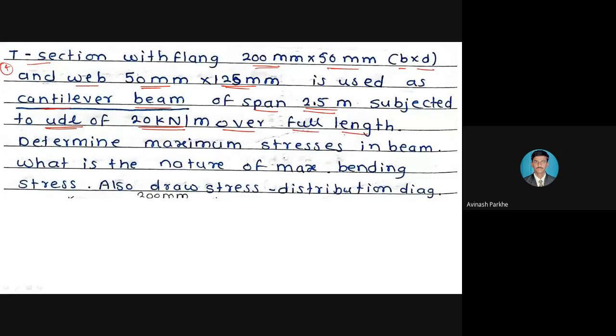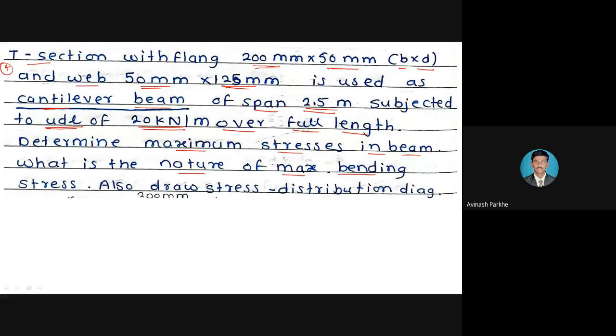So the cantilever beam is subjected to the UDL on the entire span. Determine the maximum stress in the beam. What is the nature of the maximum bending stress? Whatever bending stresses we calculate, after that we have to find the maximum. For example, one stress you get is 20 Newton per mm square, and another stress you get is 30 Newton per mm square. After the comparison, I can say that 30 Newton per mm square is the maximum bending stress.